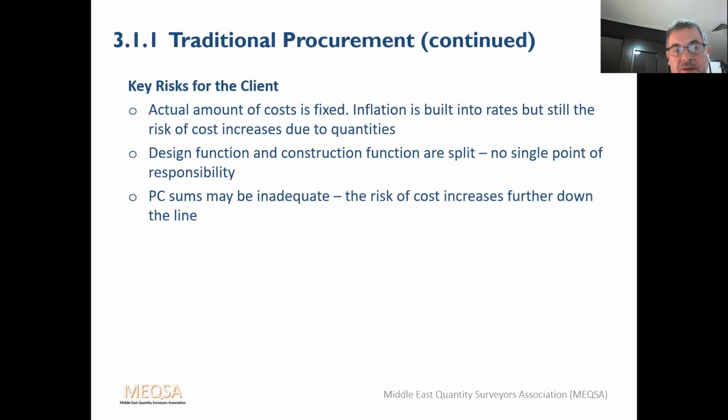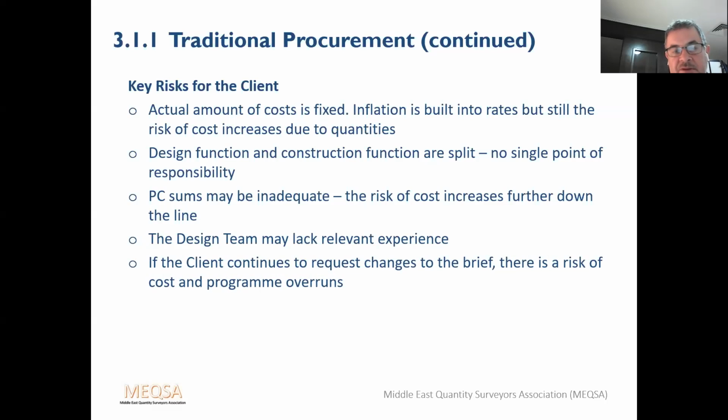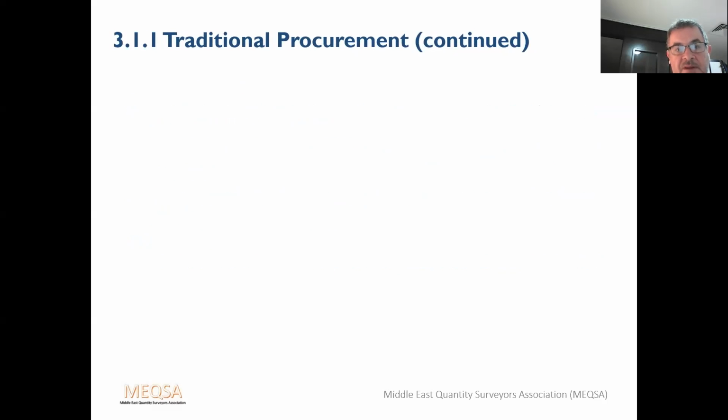PC sums may be inadequate. The quantity surveyor should come up with prime cost sums based on the specification for certain items, but also some provisional sums if required. It is usually at some risk, so the risk of cost increases further down the line. The design team may lack relevant experience, hopefully not, if they've been chosen properly. If the client continues to request changes to the brief, there's a risk of cost and programme overruns. Basically, on any form of procurement, it's always good not to make changes once it's signed, but it always happens.